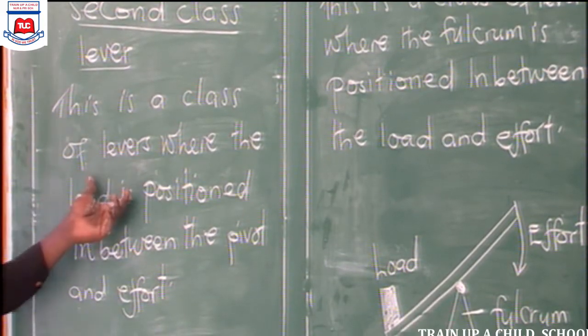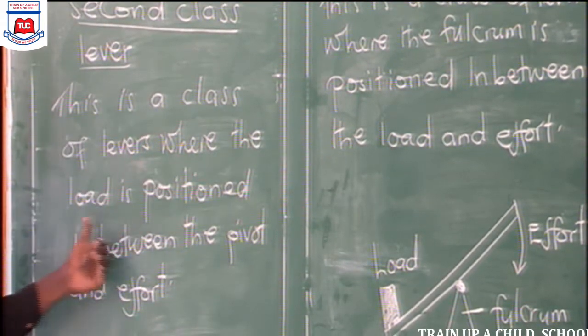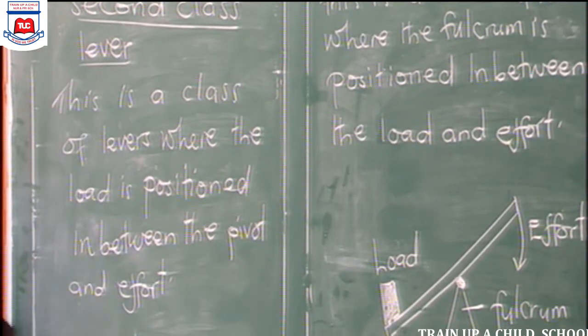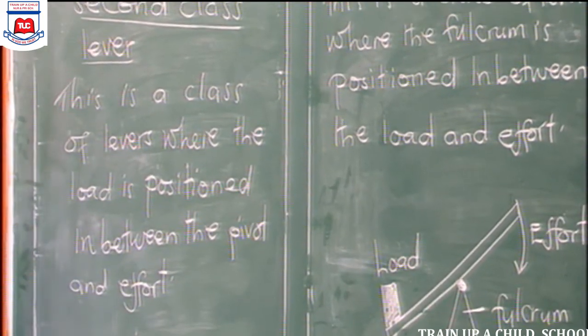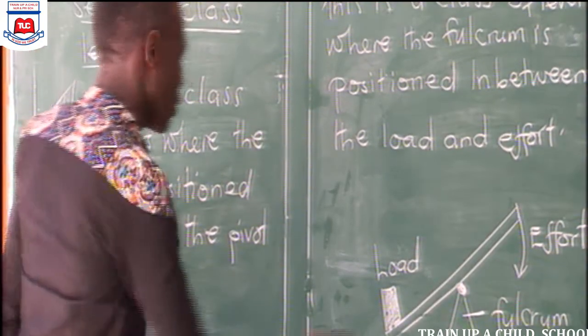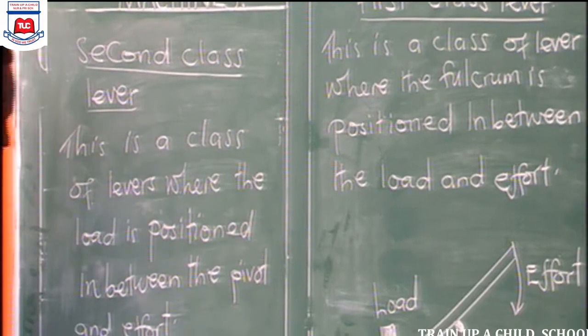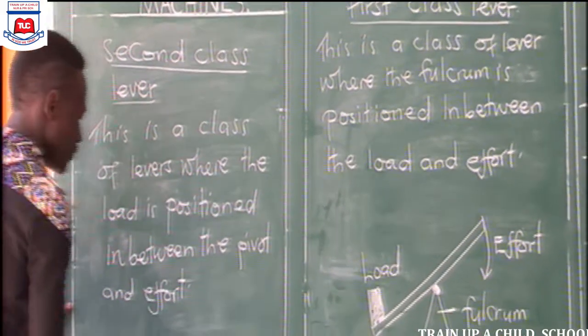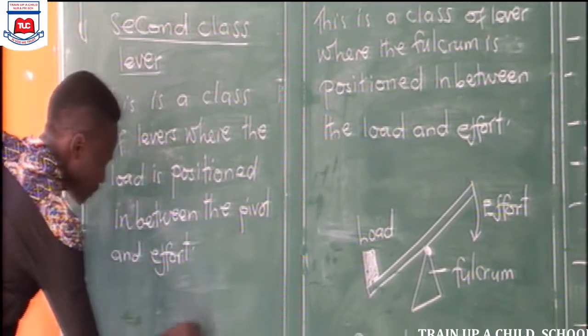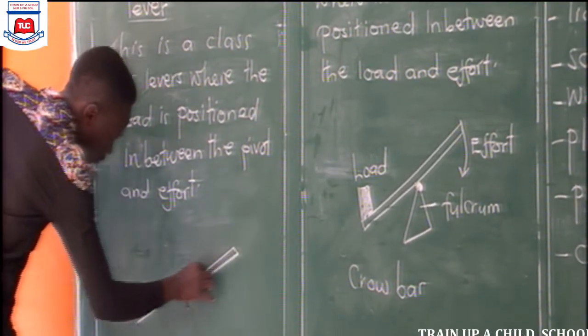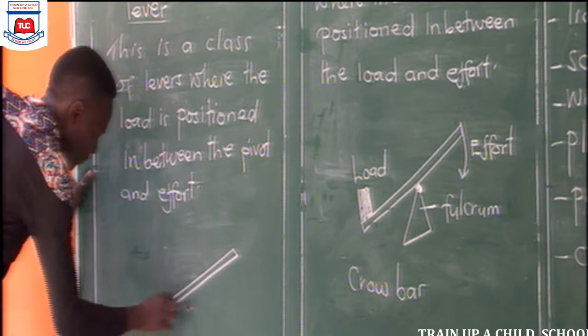It's a class of levers where the load is positioned in between the pivot and the effort. So I'm going to have an illustration here, of course, to show the position of the load. I'm going to use a diagram of the crowbar steel. I'm going to use this very crowbar.